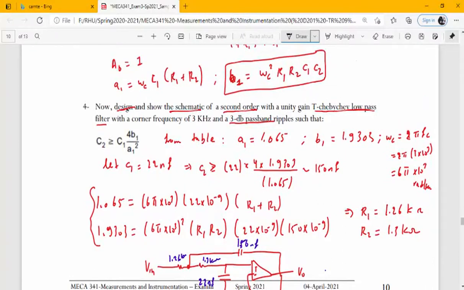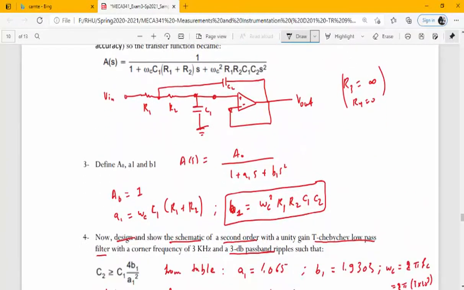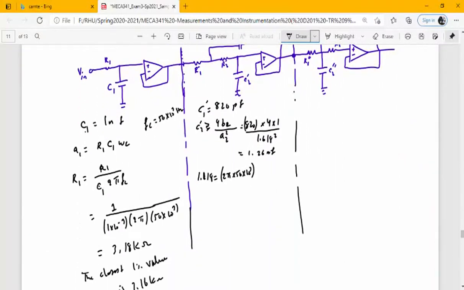So I'm using this one. A1 is equal to omega c based on the characteristic equation. This is A1 or A2 mainly. Omega c C1 R1 R2, C1 is 820 times 10 power minus 9. Need some space. R1 plus R2.